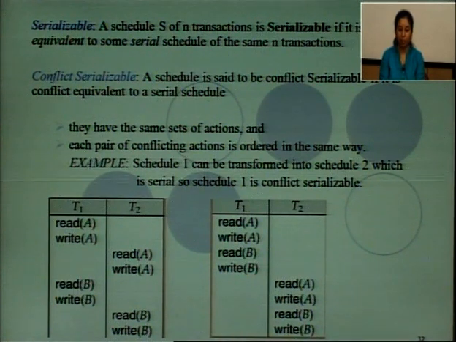You can see the example again on this slide. In the first table, transaction T1 reads A and writes A, on the other side T2 reads A, writes A, then reads B, writes B. But on the next slide, the conflict serializable schedule: read A, write A in transaction T1, then read B and write B. On the other side, in transaction T2, read A, write A, then read B and write B.